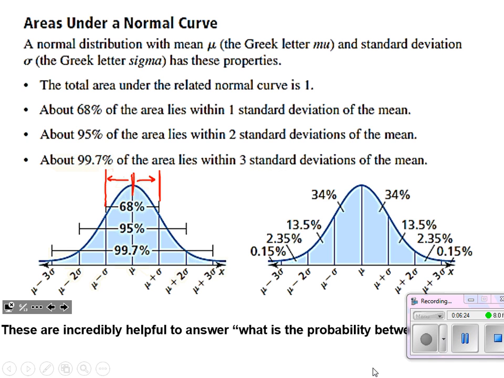Okay, then if we go 2 standard deviations, 1, 2, 1, 2 from our mean, that contains 95%. And if we go 3 standard deviations away from our mean, that contains 99.7%.